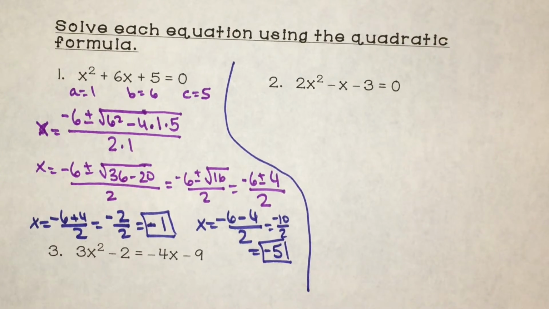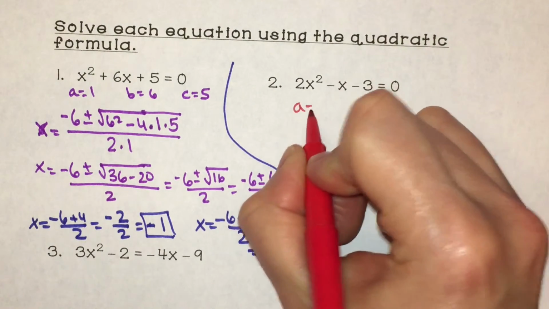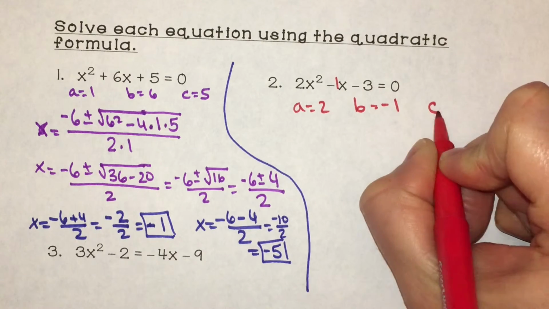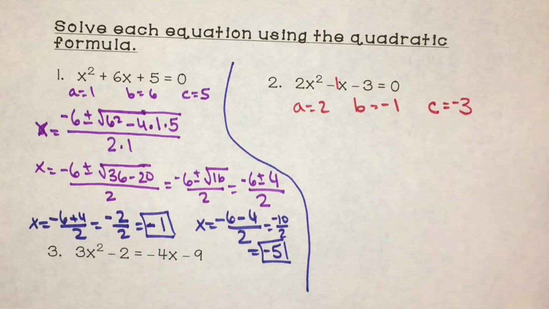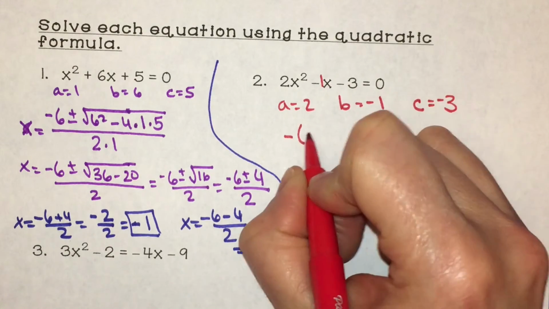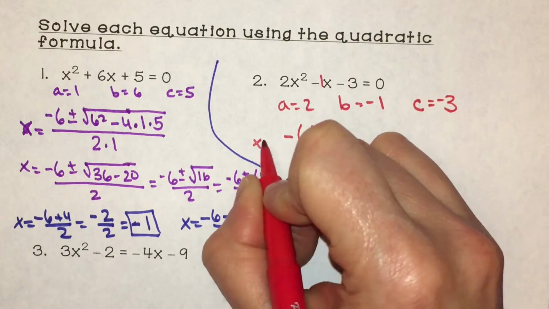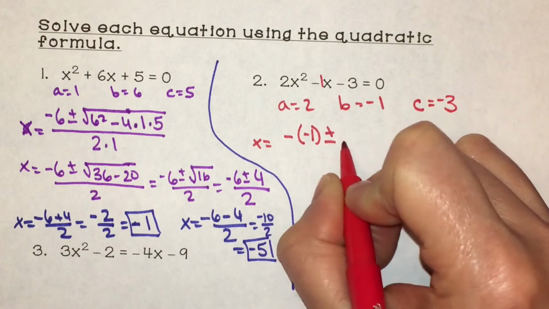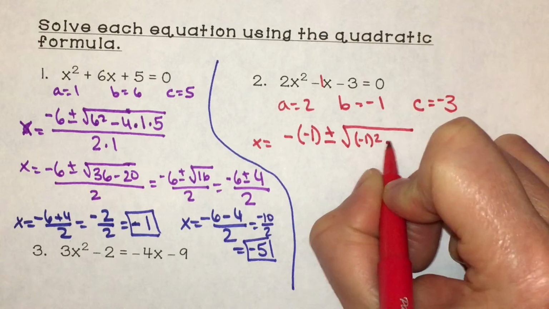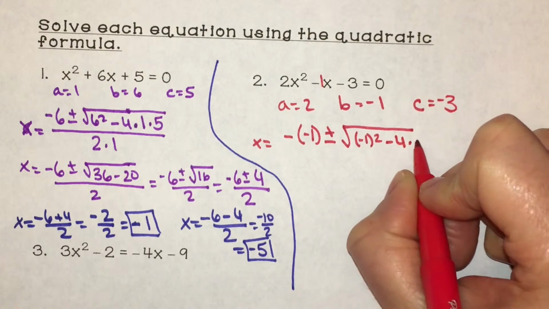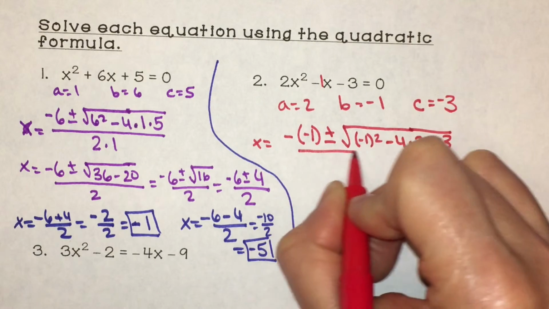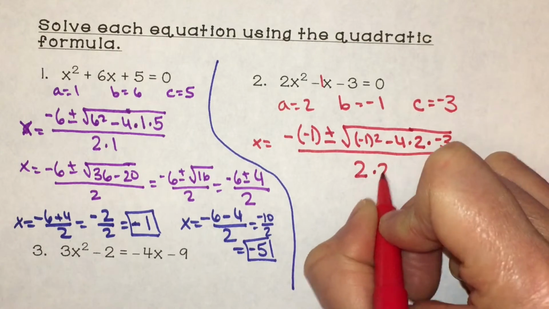All right, number 2. A is 2, B is -1, C is -3. So when I plug this in, we have negative the b term, which is negative 1, plus or minus the square root of b squared, so negative 1 squared, minus 4 times a, which is 2, times c, which is negative 3, all over 2 times a, which is 2.